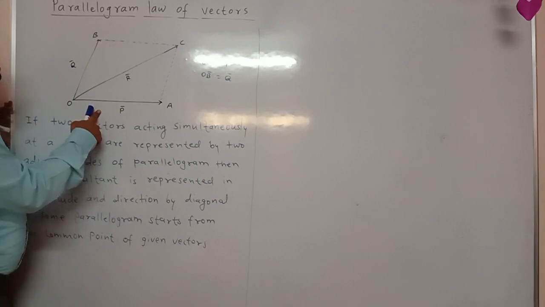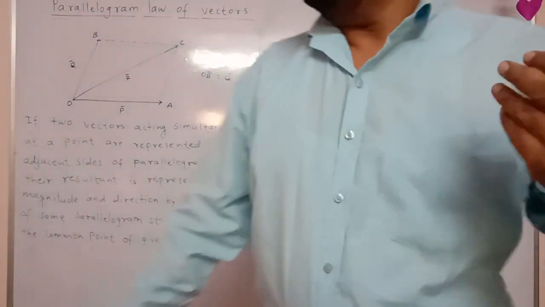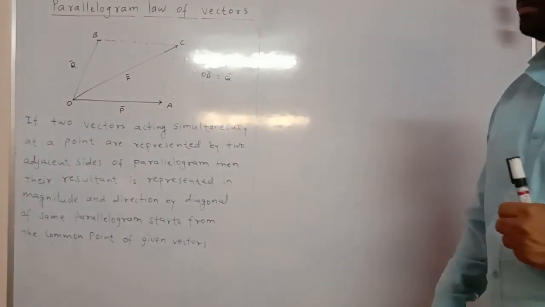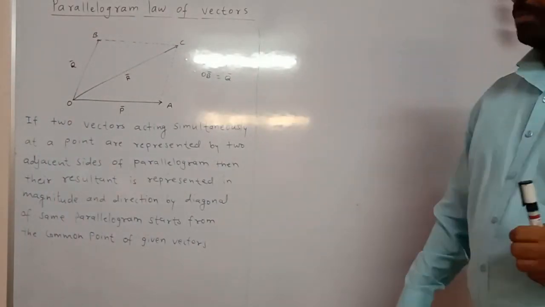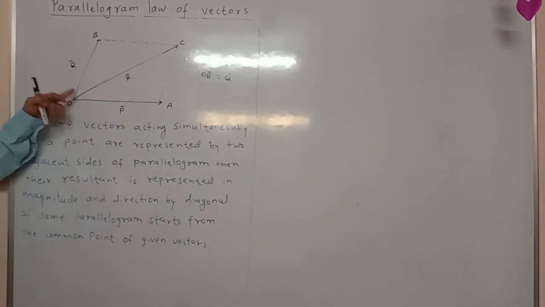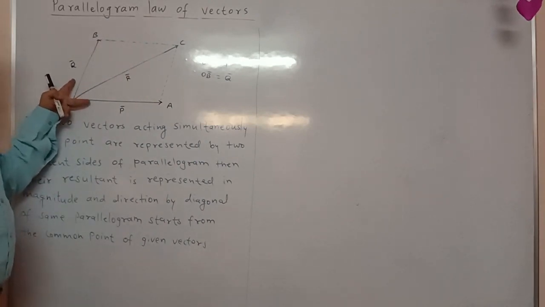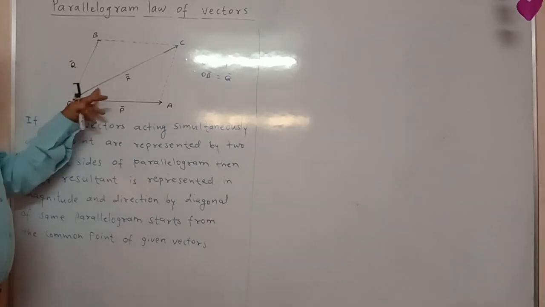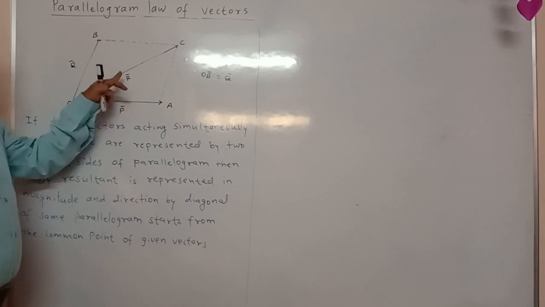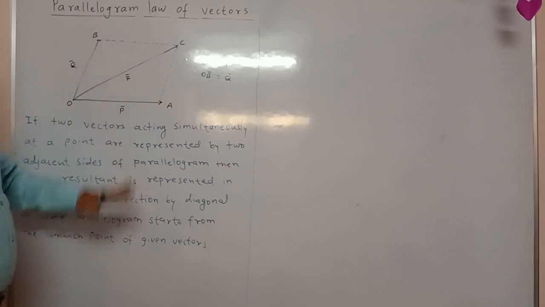Okay. I think I have told you what co-initial vectors are. Those vectors which start from the common point are called co-initial vectors. Now see, if two vectors are there and they are co-initial, and if we start a resultant from its common point, then this resultant represents the diagonal of this parallelogram.